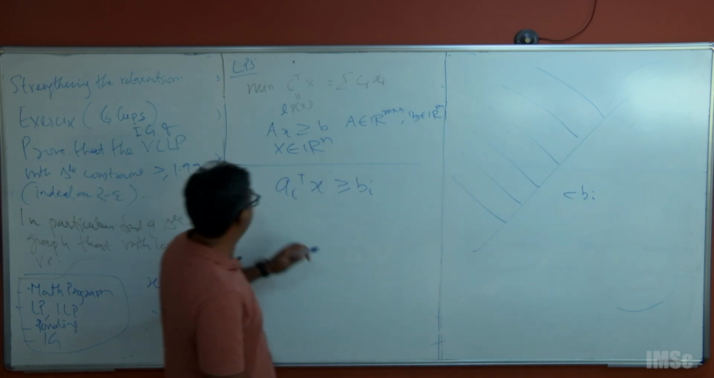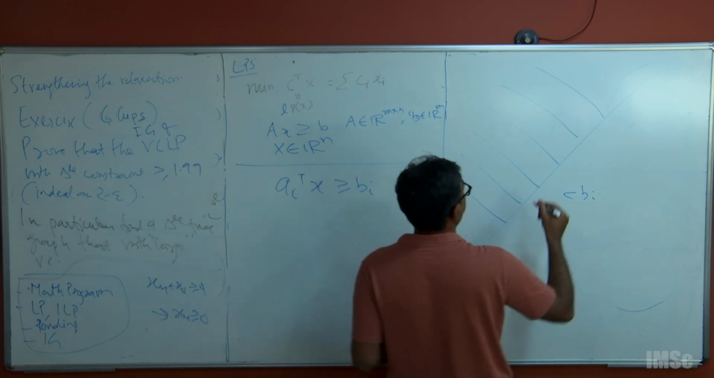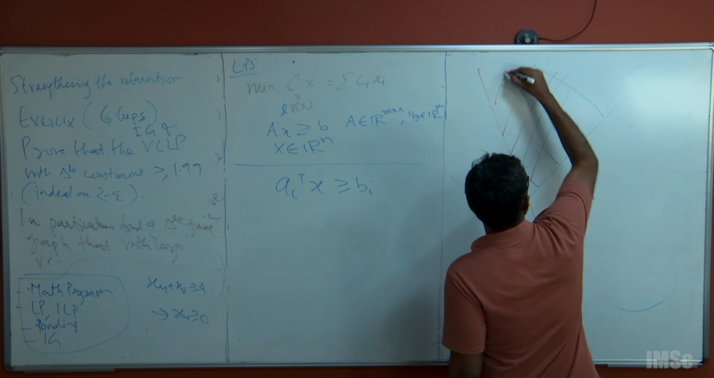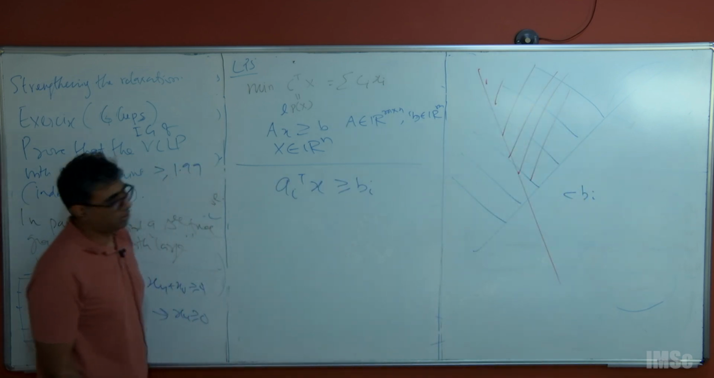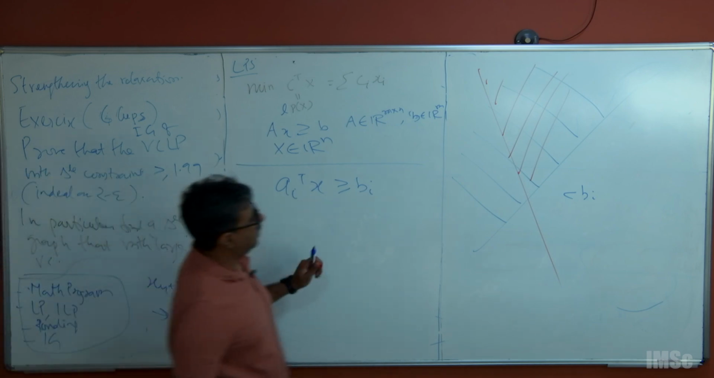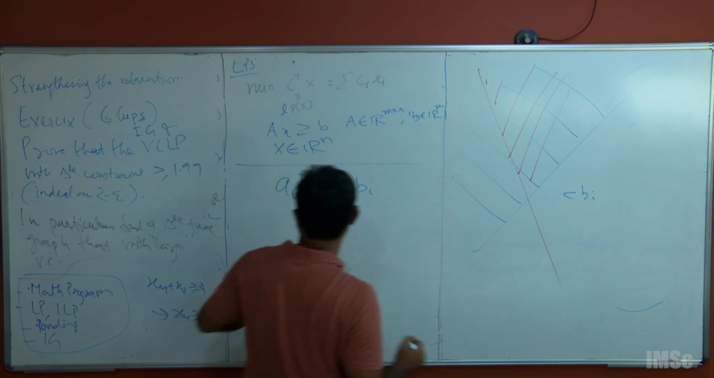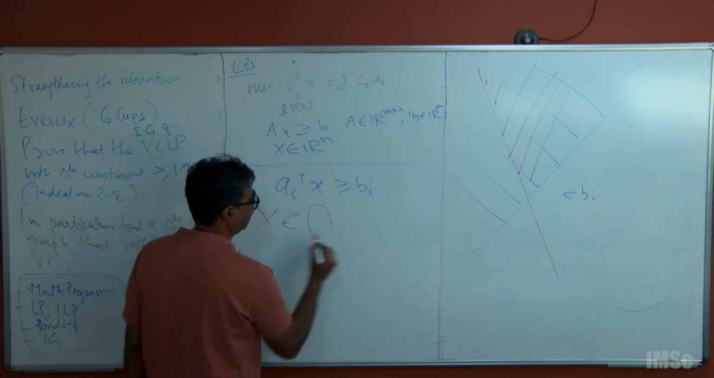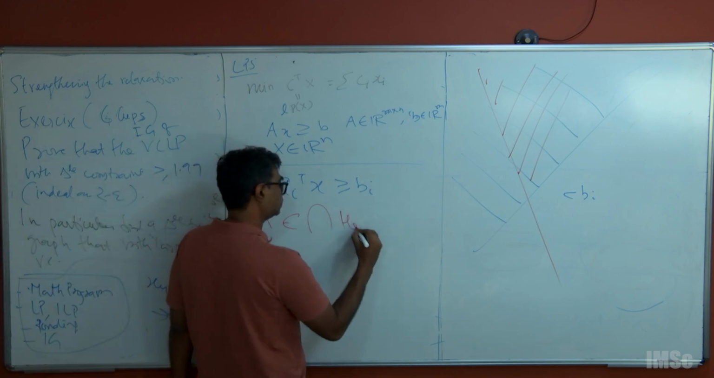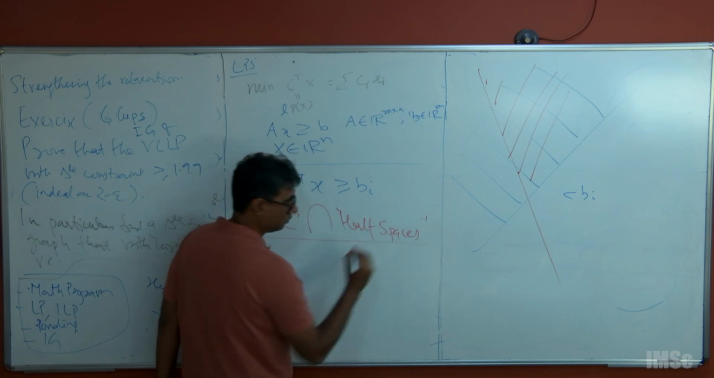Okay. Now if I look at some other constraint, it says for me you should look at this side. So basically, every one of these gives you a half space where my feasible solution lies. So where does x lie? Our x, which is a feasible solution, is in the intersection of these half spaces.